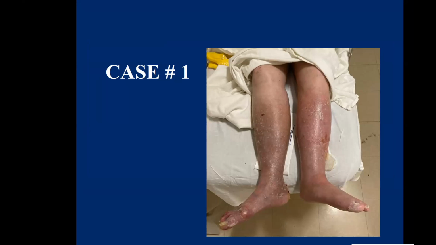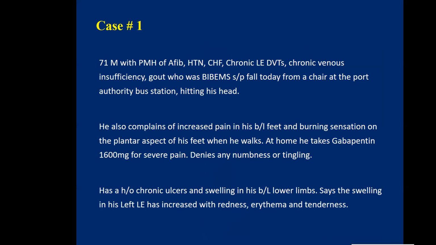So let's get started. We're going to do our first case. You're going to be seeing a lot of red legs. So this is the first case. This is the patient that you get in the ED, and as you can see, probably the left leg, and I can come back. So he's a 71-year-old male, AFib, hypertension, heart failure, chronic lower extremity DVTs. So he already has some chronic venous insufficiency as well, gout. He was brought due to a fall from a chair at Port Authority, and he hit his head.